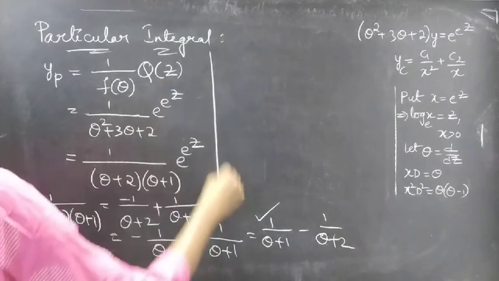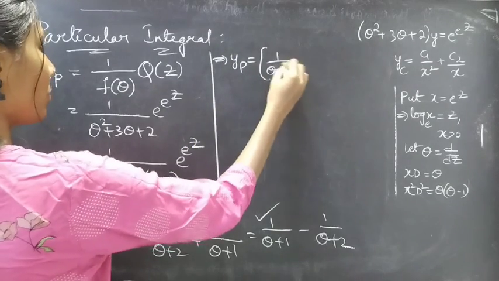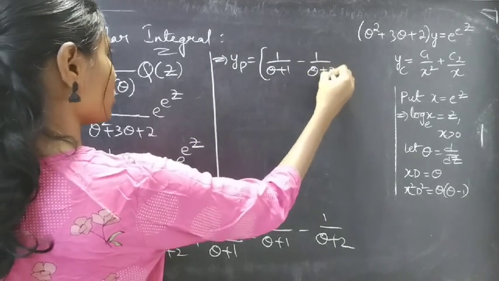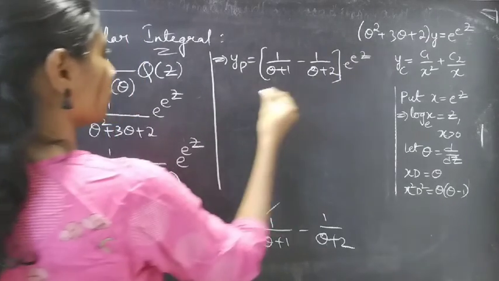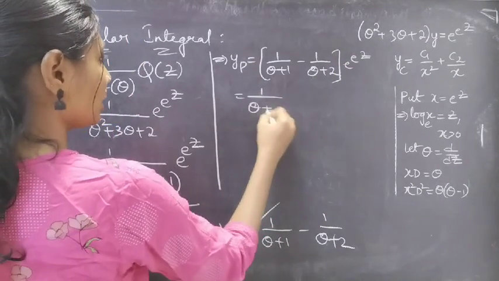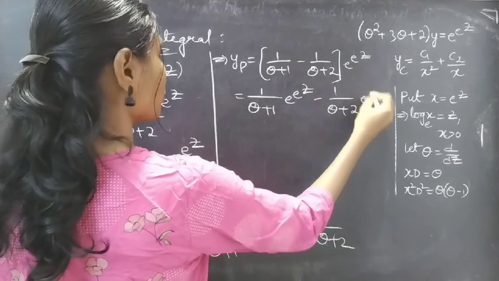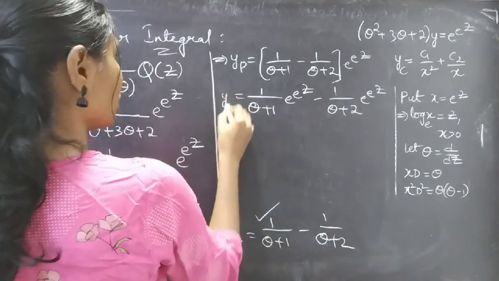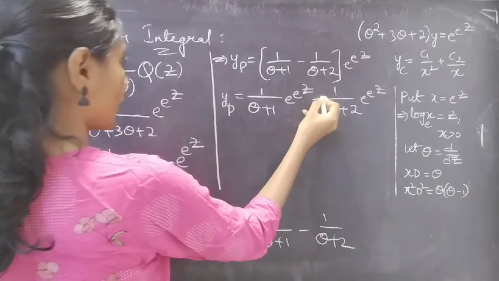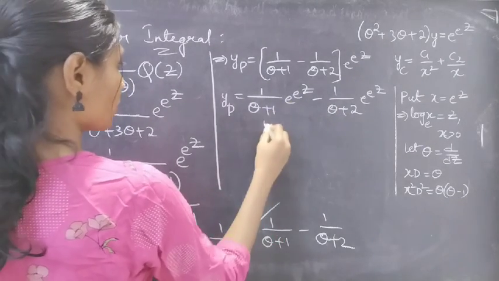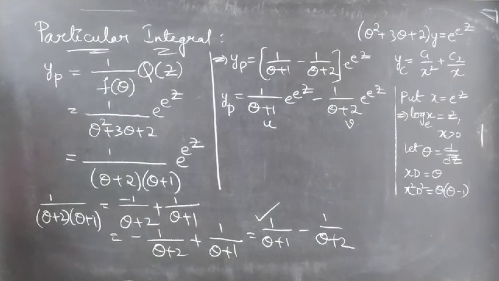Then yp becomes 1 by theta plus 1 minus 1 by theta plus 2 into e power z, right, which equals 1 by theta plus 1 into e power z minus 1 by theta plus 2 into e power z. Now let's find each term separately. Okay, for my convenience, I'll name the first term as u and the second term as v.